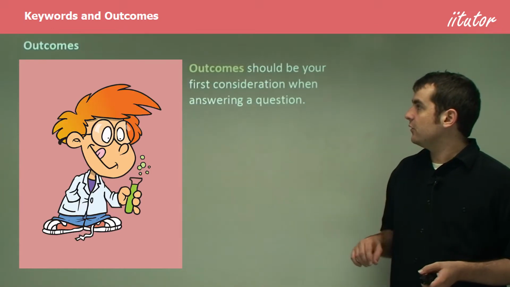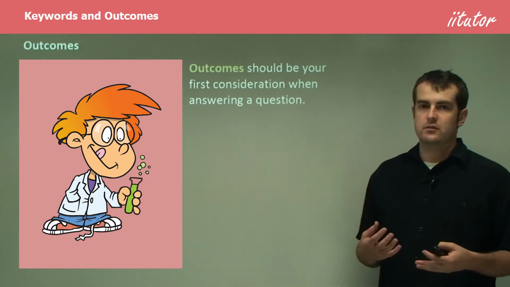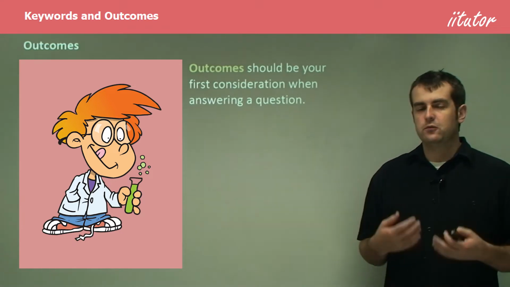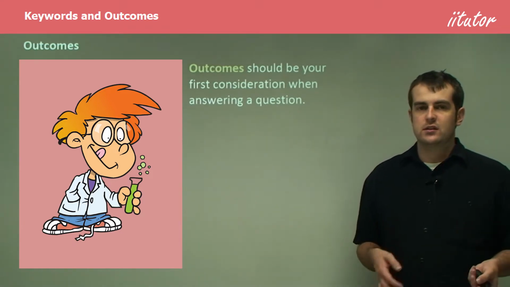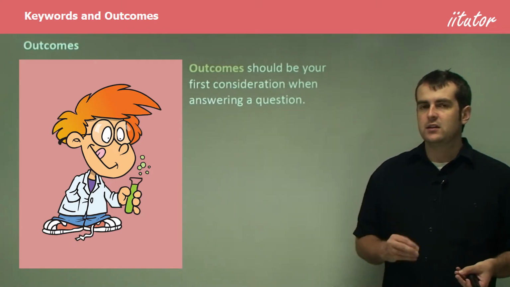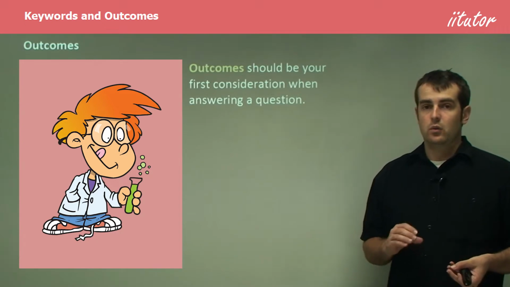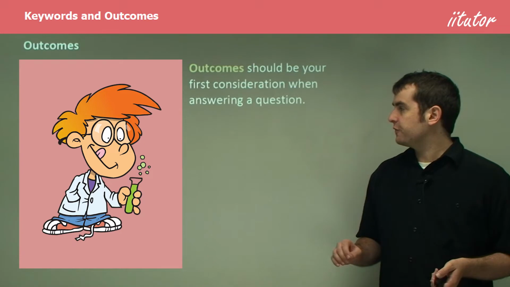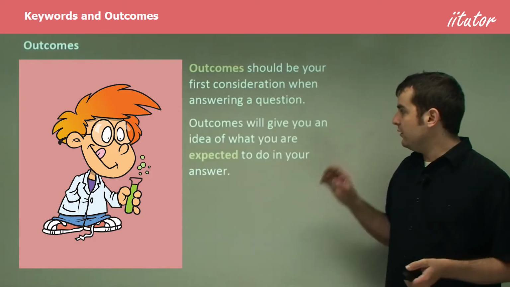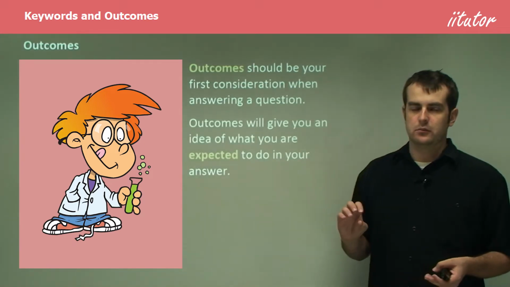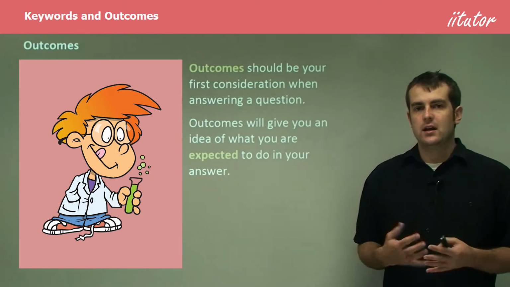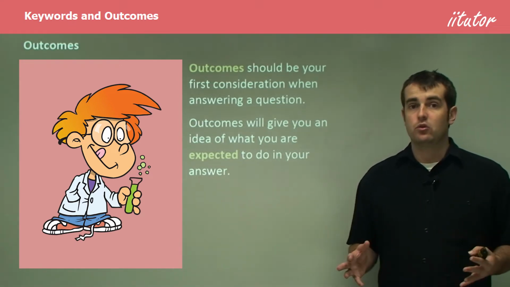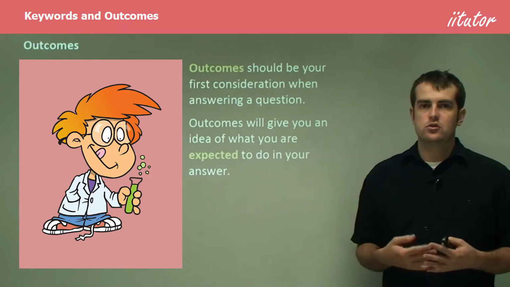Okay, so first of all, outcomes should be your first consideration when answering a question. If you have them, good, and if you don't have them, find them. Find out exactly what the question is expecting you to do, because it's not going to be stated in your question what exactly you need to do in your work. What it will be shown through is your outcomes. It will give you an idea of what you're expected to do, as an outline, exactly what you're going to be marked on, where you're going to get your scores, so to speak.